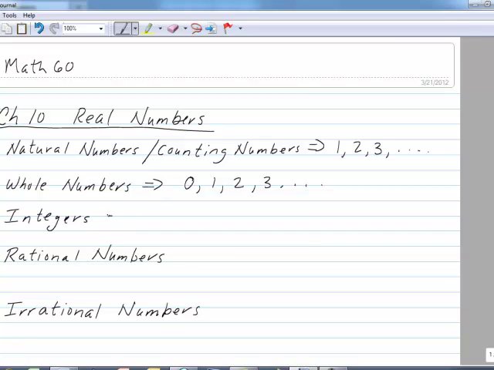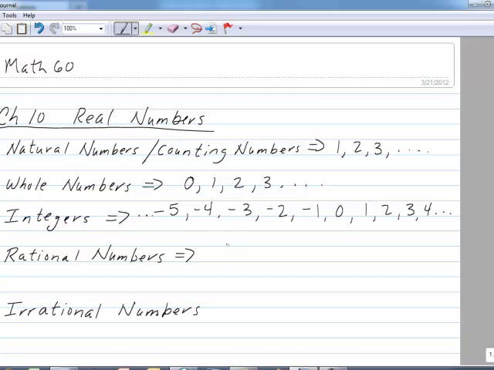So the next division we have is integers. Integers are positive and negative numbers. So now we include the negative numbers, going on as far as we want towards negative infinity. But we start -5, -4, -3, -2, -1, 0, 1, 2, 3, 4, and so on. So they're all wholes. We don't have any fractions here.